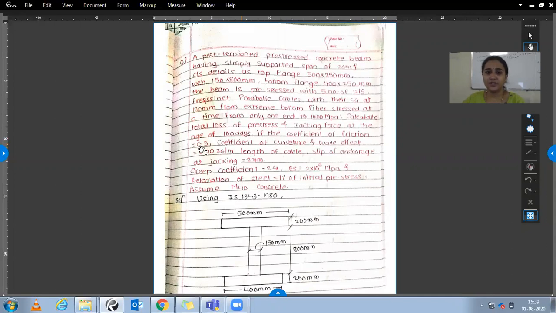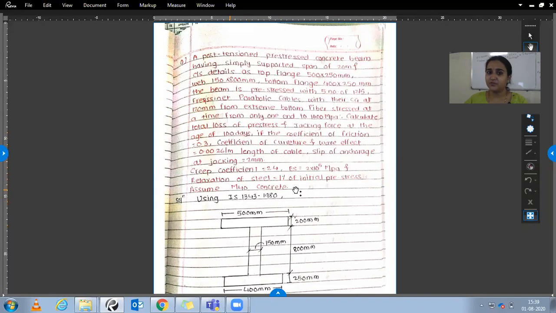The coefficient of friction is 0.3, the coefficient of curvature and wave effect is 0.0026 per meter length of cable, slip of anchorage at jacking is 2 mm, creep coefficient is 2.4, Es is 2 into 10 raised to 5 MPa, relaxation of steel is 1% of initial pre-stress, and assume M40 concrete is used. These are the data used for calculation of the various types of losses, and these values are also given in IS 1343.